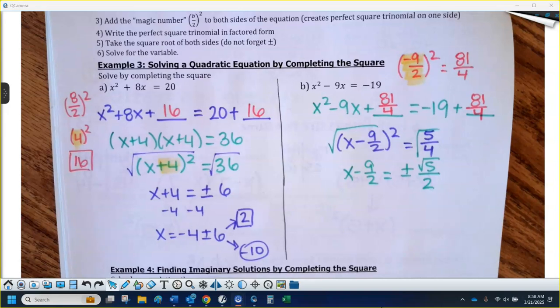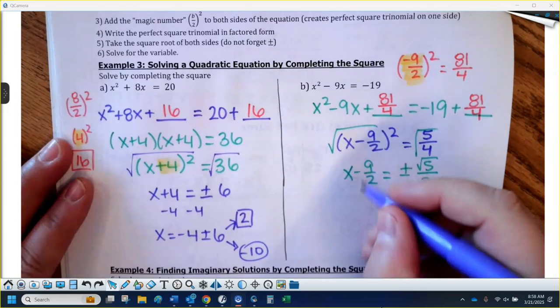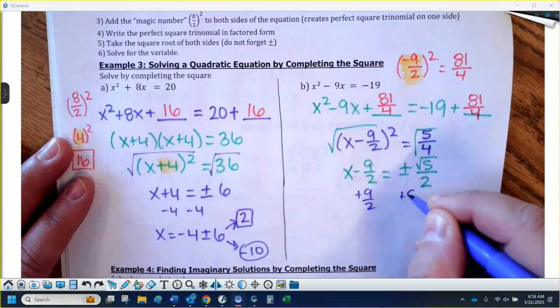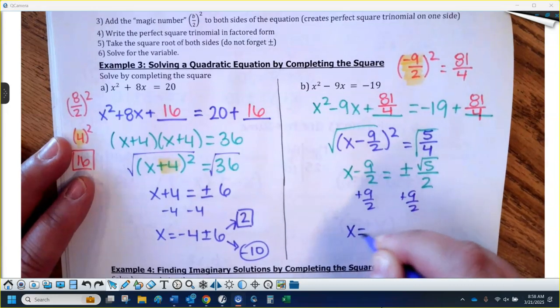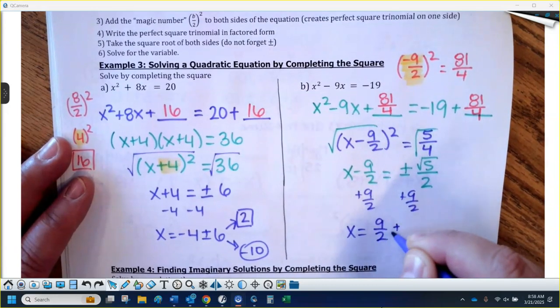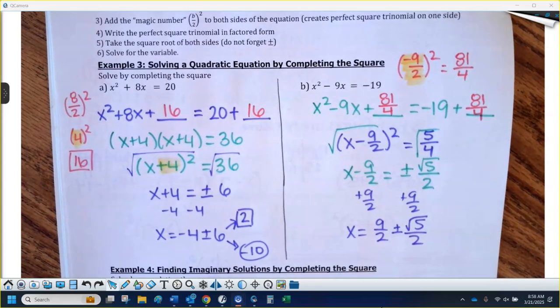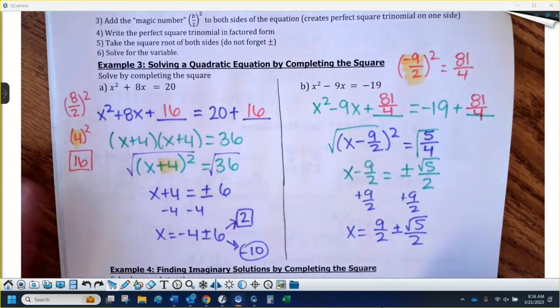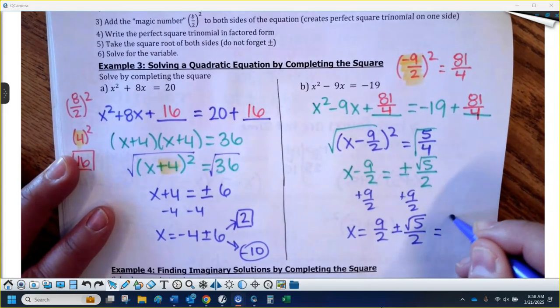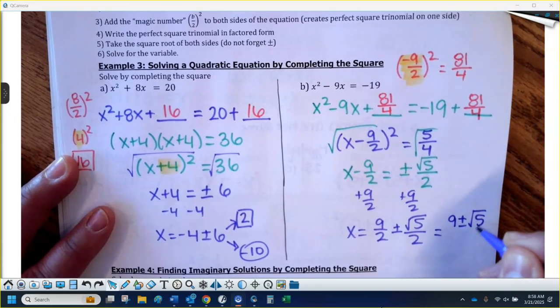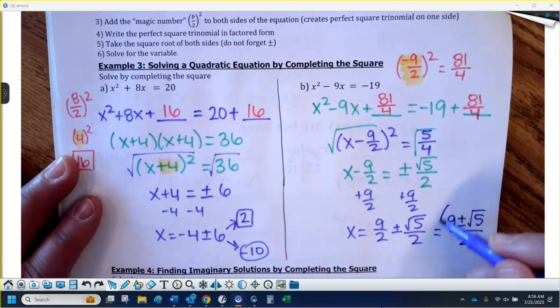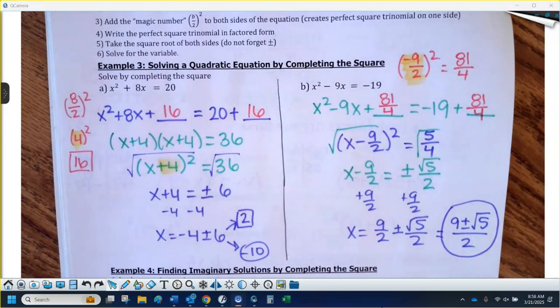And I know this looks a little garbagey, but you can actually add this 9 over 2 to the other side. So 9 over 2. Alright, so I got 9 over 2 plus or minus square root of 5 over 2. Both of those are over 2, and that'll be the case anytime you do this with completing the square. So you can actually write it like this: 9 plus or minus the square root of 5, the whole thing over 2. I know that's a little complicated, but those are my 2 answers there.